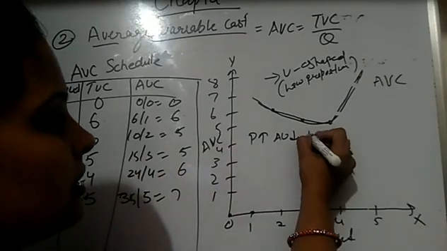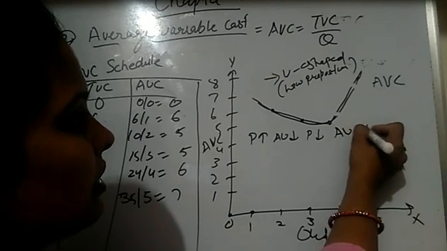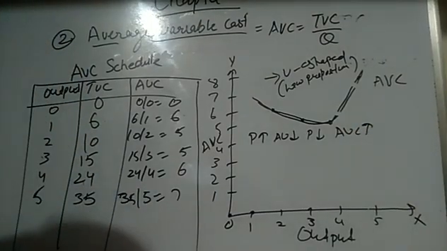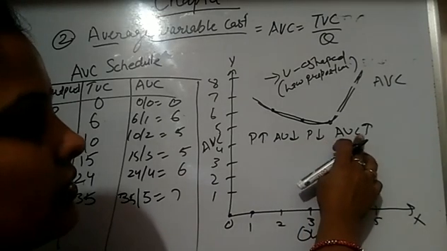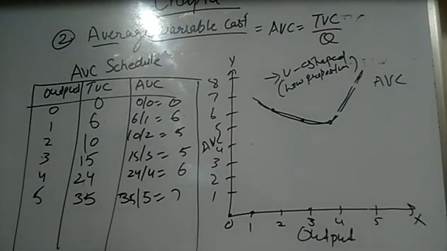When production is decreasing, average variable cost is increasing. Why? Because when production is low, no sale is there, no profit is there. So at that time, the organization, the business must bear these costs. They must pay expenses. So when production is low, average variable cost is increasing. Okay, students.